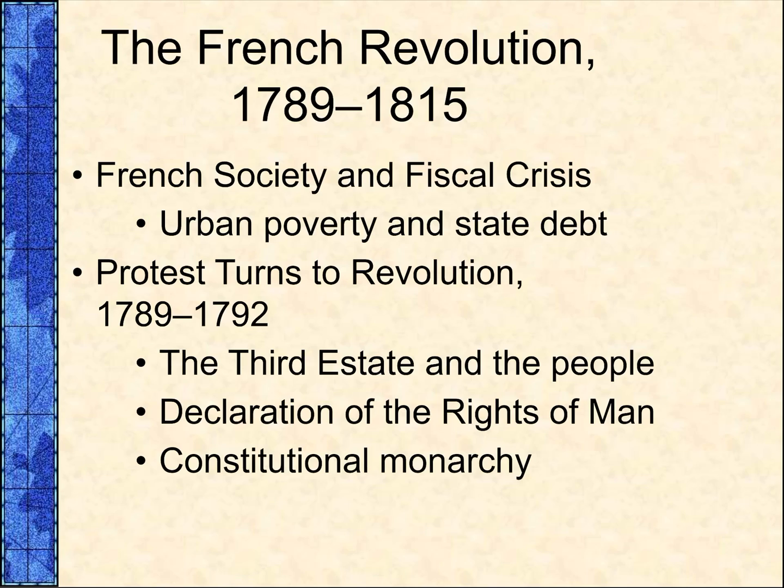And every estate had one vote. Now that's a problem, because if 95 to 97% of your population is represented by the third estate, and they're always being outvoted, they're thinking, hey, easy way to fix this, tax the people that have money.